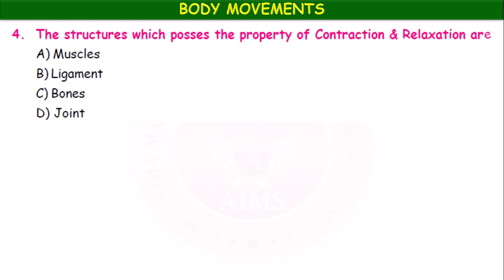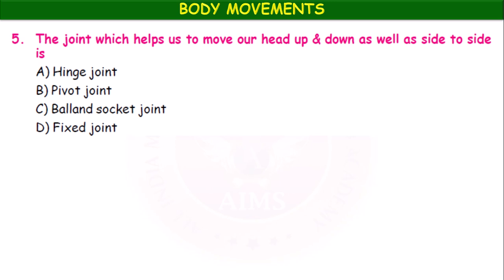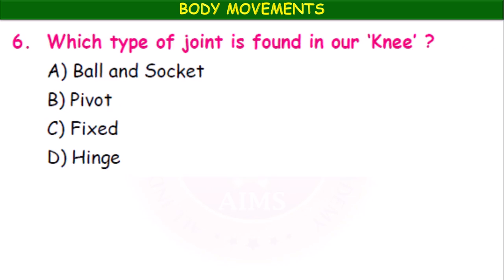The structures which possess the property of contraction and relaxation are muscles, ligaments, bones, joints. The muscles show the property of elasticity, contraction and relaxation. The joint which helps us to move our head up and down as well as side to side is hinge joint, pivot joint, ball and socket joint, fixed joint. It is the pivot joint.